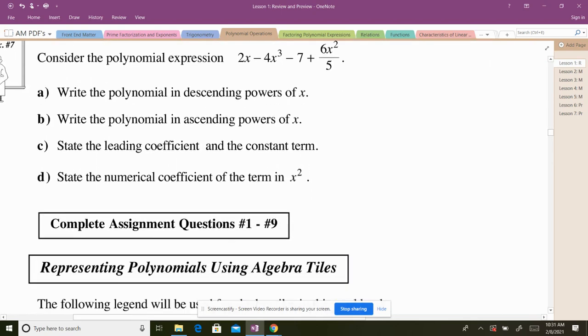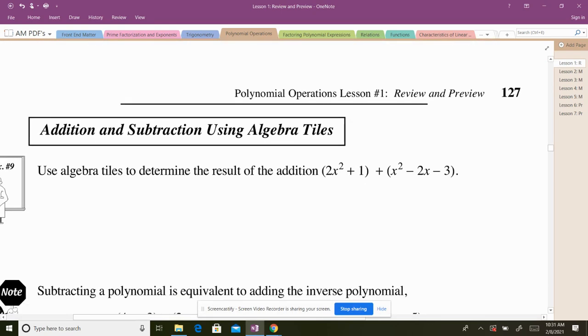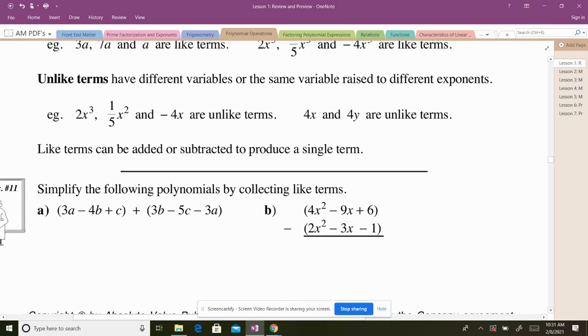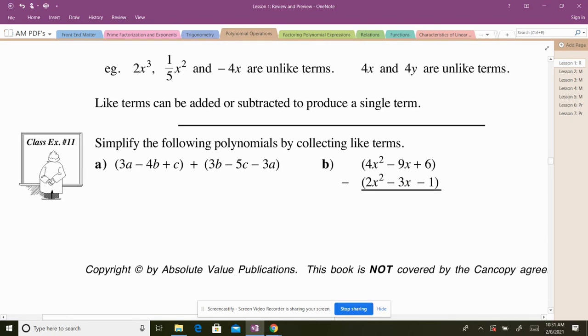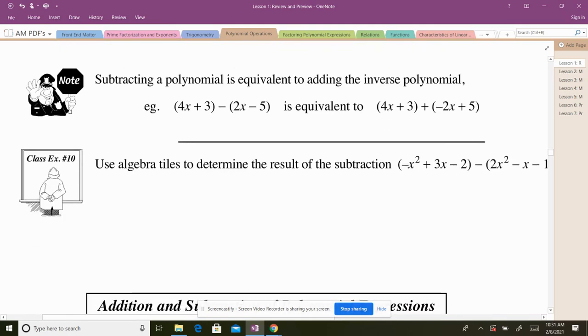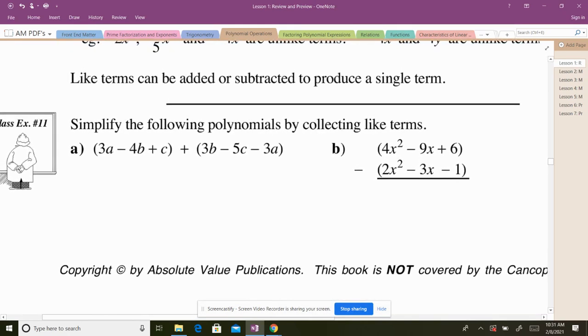No, we're not doing algebra tiles. We're not doing that. Addition and subtraction of polynomials. This we were doing. So this is on page 127. Thank you. The bottom of page 127.